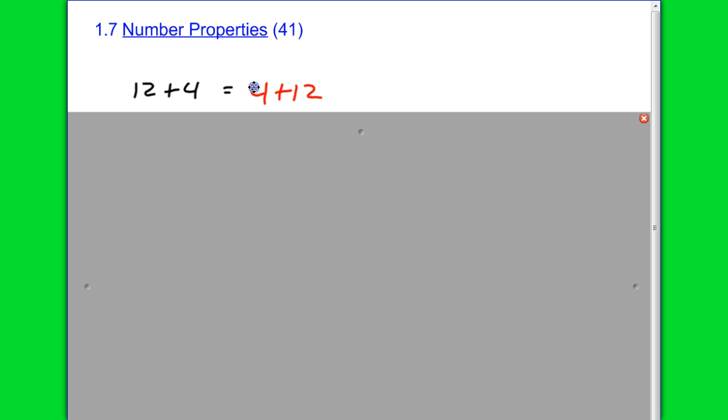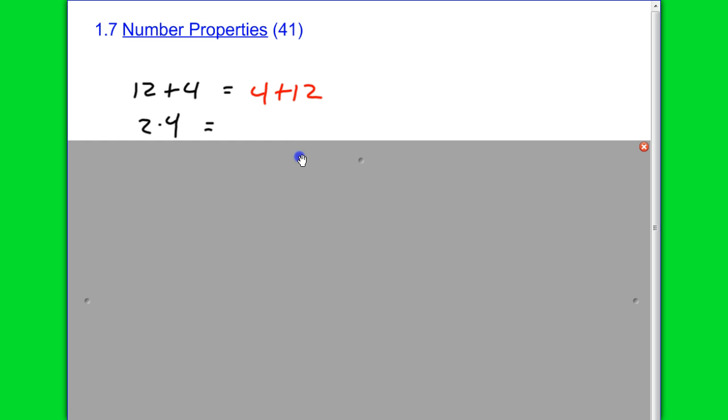So we actually know that with addition, the addends can be moved like that. And does 4 plus 12 still equal 16? Yes. It's true. Let's look with multiplication. Who could show us that with multiplication? Does it still work?